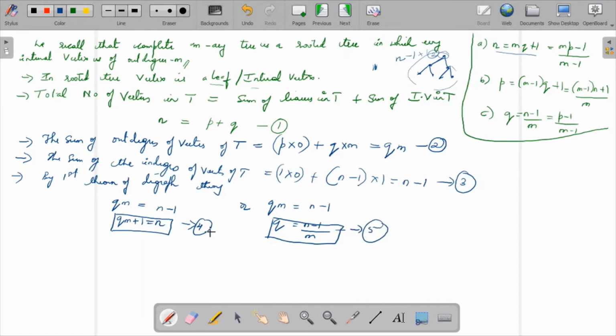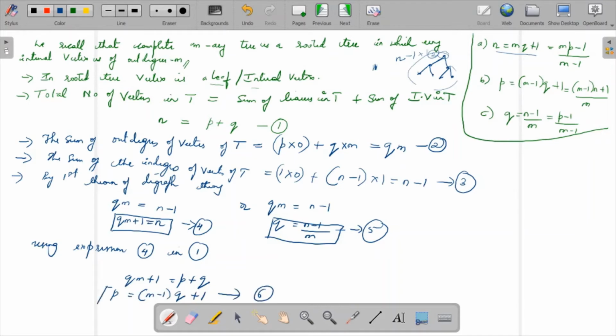Using expression 4 in 1, Qm plus 1 is equal to n, and I'm putting Qm plus 1 is equal to P plus Q. This would give me P is equal to (m minus 1) into Q plus 1. This would be the 6th equation. So I got this.